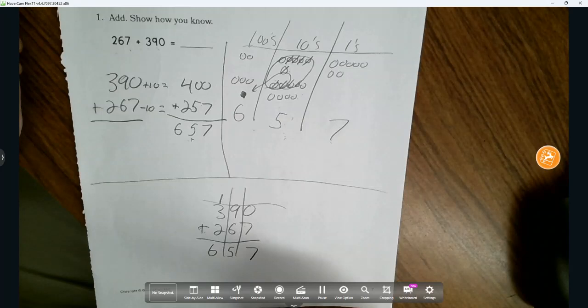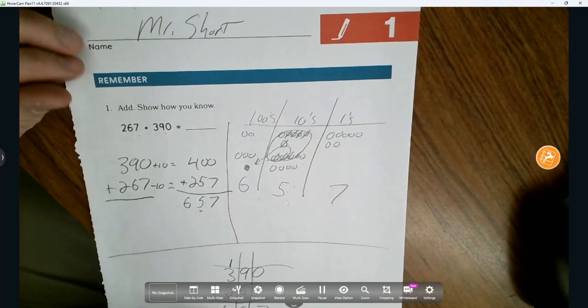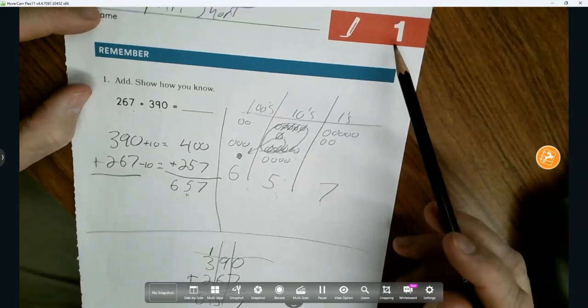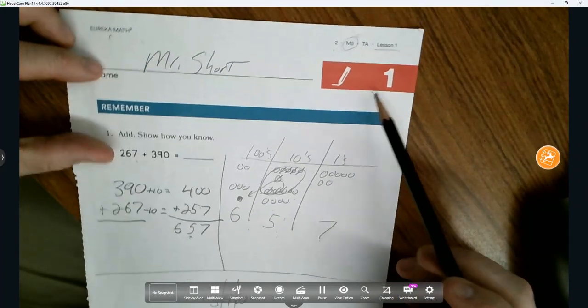All right, guys, this one was quick and easy today. One problem, just one, number 1 for Module 5, Lesson 1 for Eureka Math Squared.